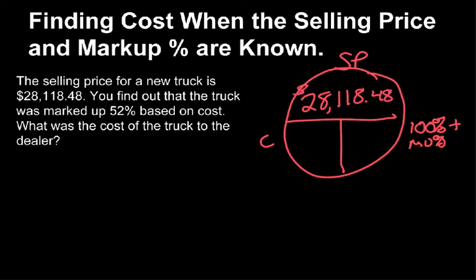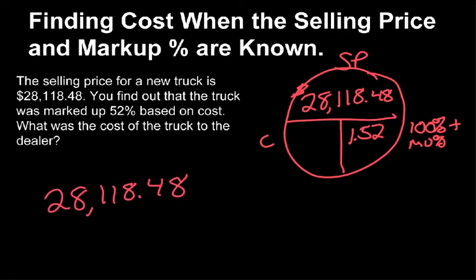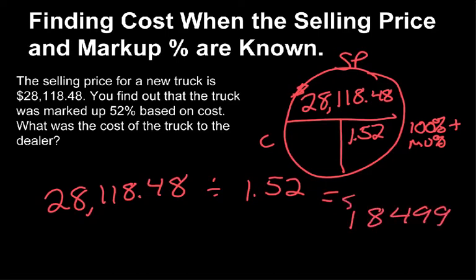So when we plug these numbers in, $28,118.48, and the percentage again is 152%, or 1.52, and if I do that division, 28,118.48 divided by 1.52, I end up with $18,499. So that's what the dealer paid for the truck before they added their markup and sold it to you.